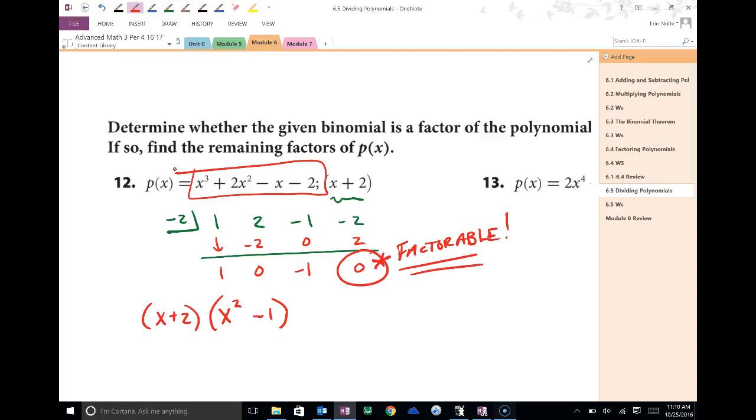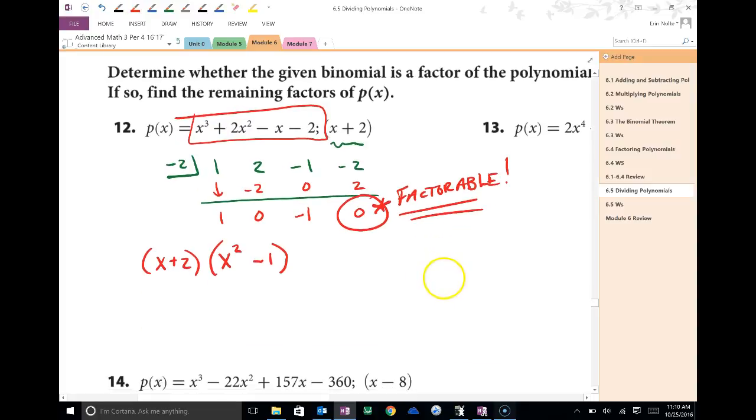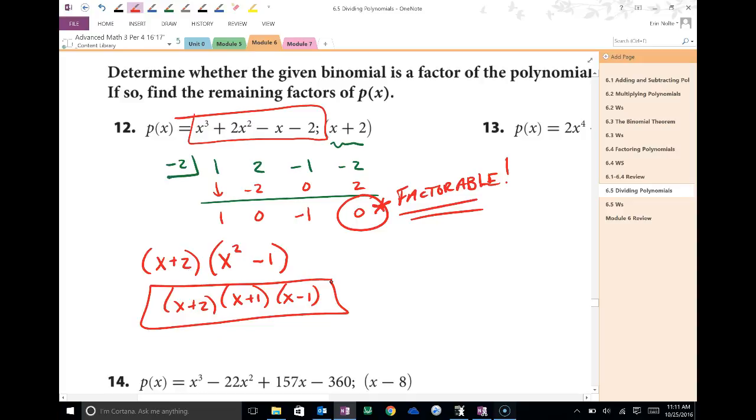Okay, now am I finished factoring? Can I factor x squared minus 1 further? Yeah, you can. It's a difference of squares. If we can go further, we have to, and in this case we can. So what does x squared minus 1 factor into? x minus 1 and x plus 1. Good. So we have x plus 1, x minus 1. Don't forget your x plus 2 from before. And now that polynomial is fully factored by using synthetic division.